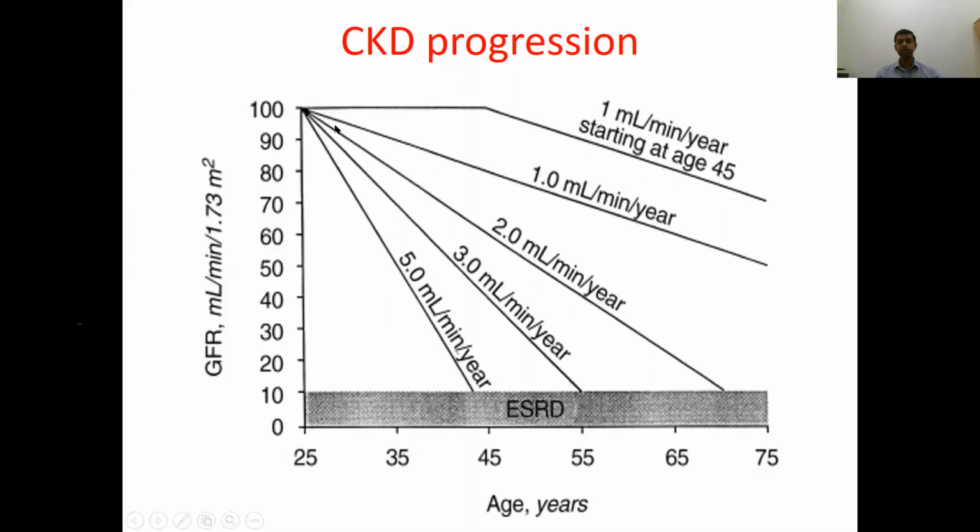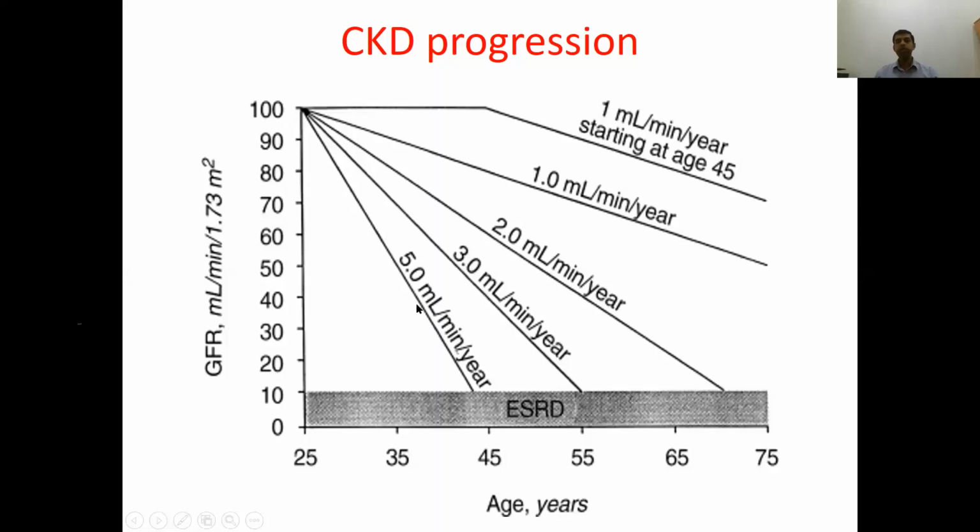If a patient starts losing faster than that, if they lose 5 ml of GFR every year, by the time they come to about age 40, they are already in end stage kidney disease. So this is what we mean by CKD progression. The faster they lose their GFR, the faster they are going to lose kidney function and go into end stage kidney disease. Therefore, in CKD patients, our main target is to try and minimize this rate of progression.